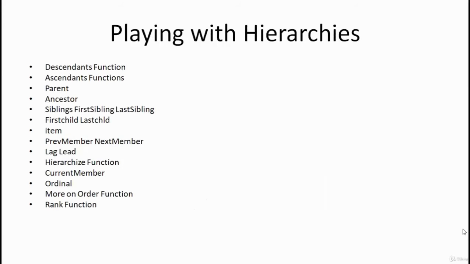In this MDX training part 2, I will cover a lot of functions which are used with multi-level hierarchies as well as single level attribute hierarchy. For example, descendant functions, ascendant functions, parent, ancestor, these are some functions which work with multi-level user-defined hierarchy. But there are functions such as previous member, next member, lag, lead, these kind of functions can be used with single level attribute hierarchy as well as multi-level attribute hierarchies.